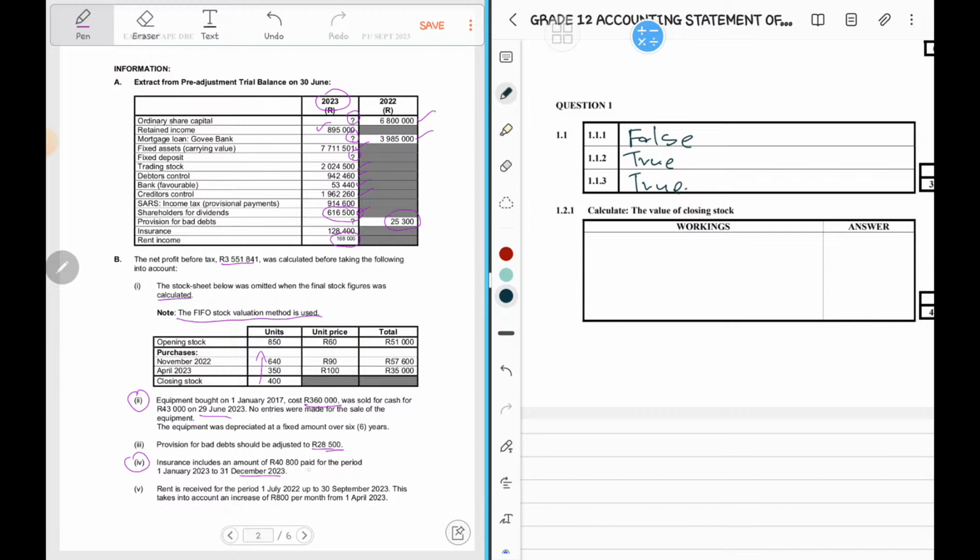Okay, then we are also being told that the rent is received for the period 1st July 2022 up to 30 September 2023. And remember again, the year is ending on 30 June 2023, but we are being told that they received rent up until 30 September, meaning that from 1st of July 2023 up until 30 September, this is rent received in advance, or income received in advance. And remember what I said earlier on, income received in advance decreases our profit.